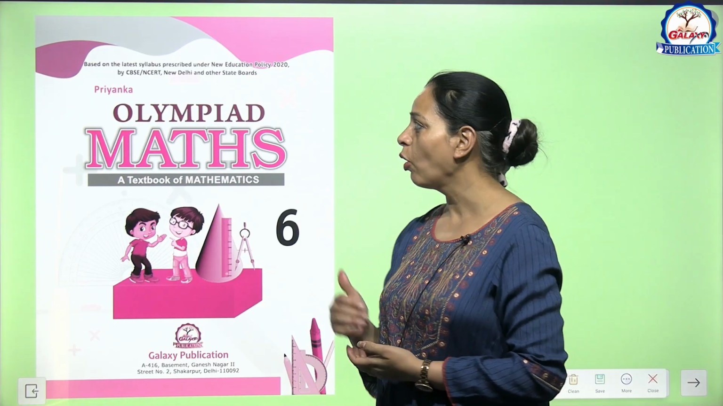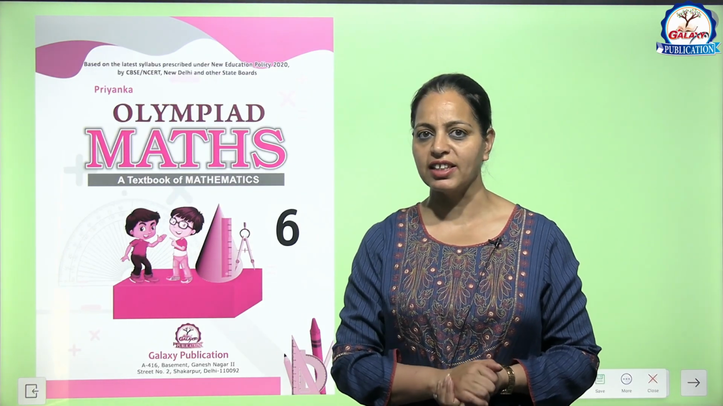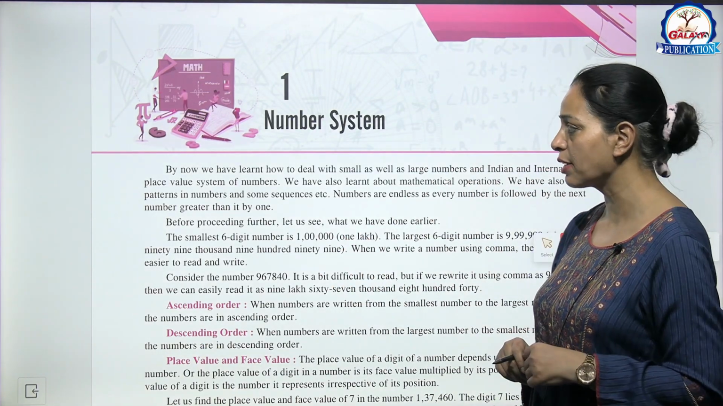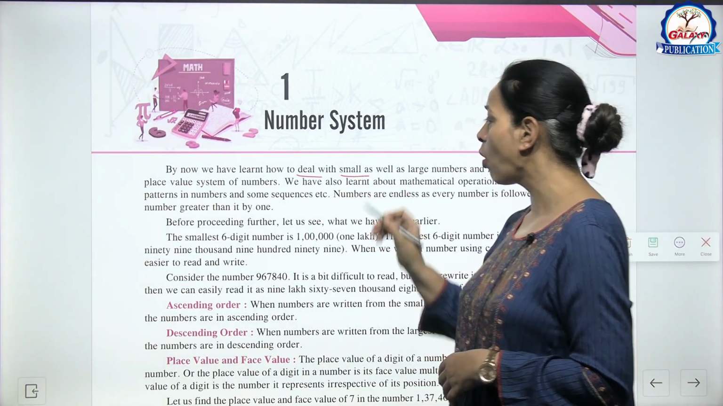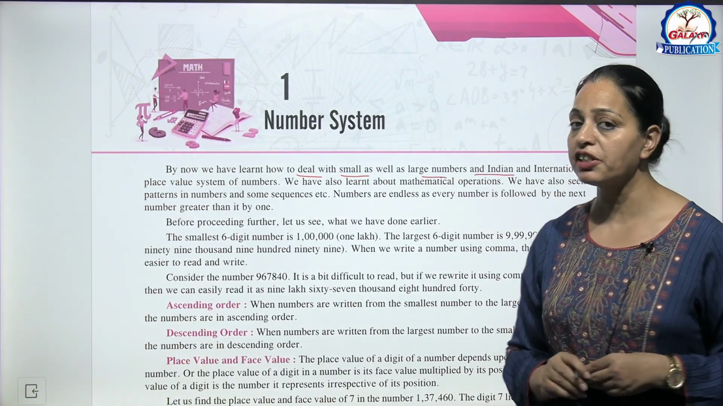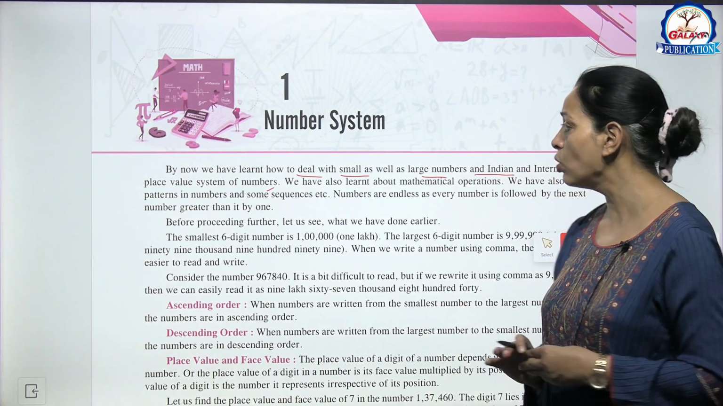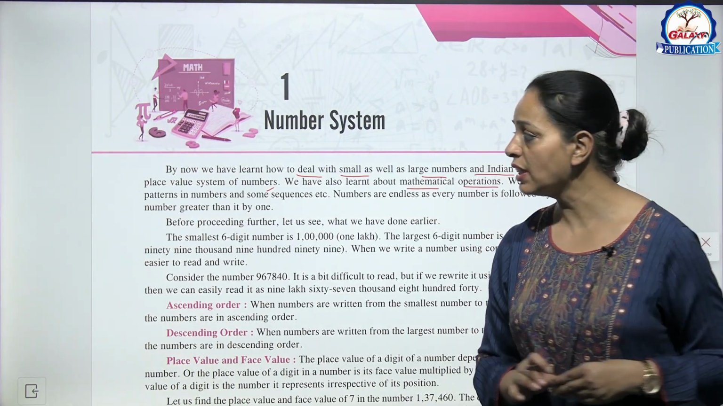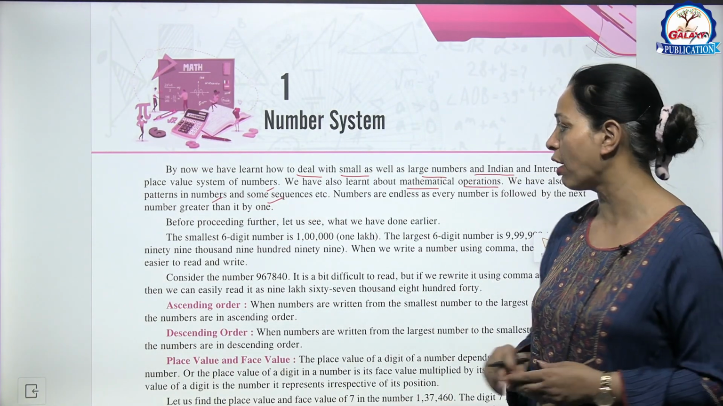We are doing Olympiad Maths by Galaxy Publications Class 6. Now we are starting chapter 1, Number System. By now we have learned how to deal with small as well as large numbers and Indian and international place value system of numbers. We have also learnt about mathematical operations. We have also seen patterns in numbers and some sequences, etc.